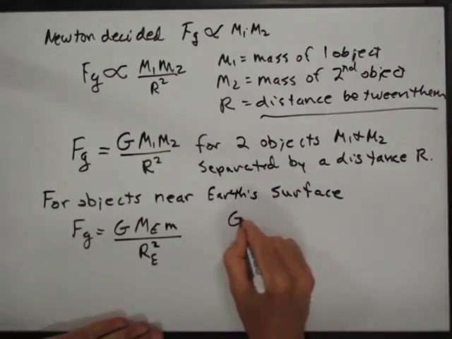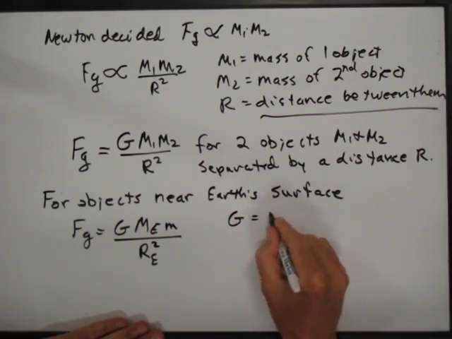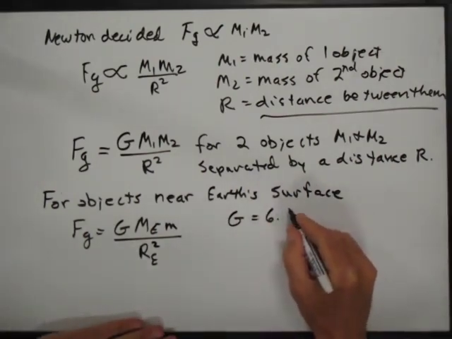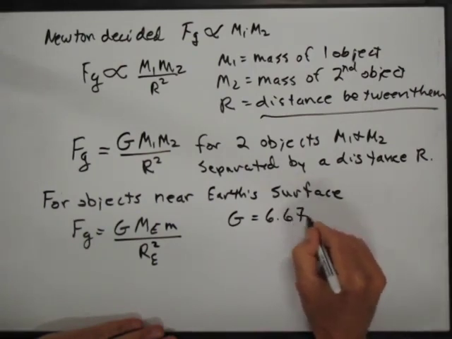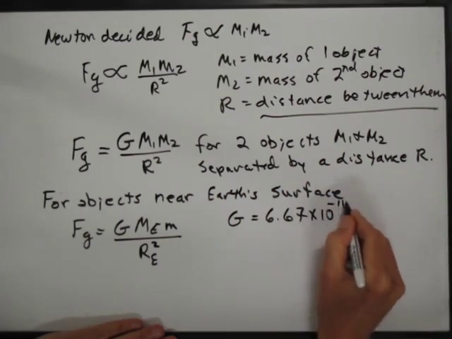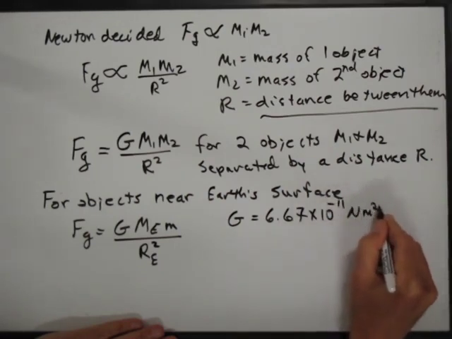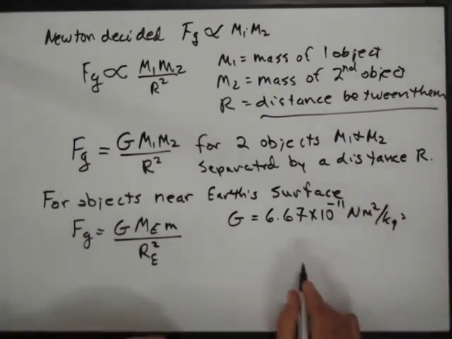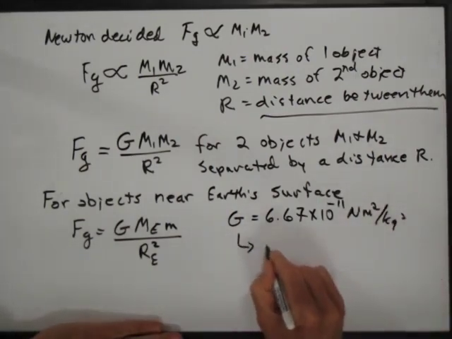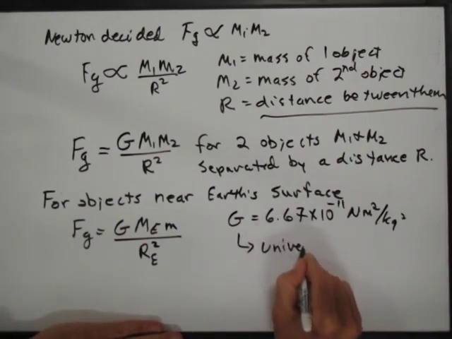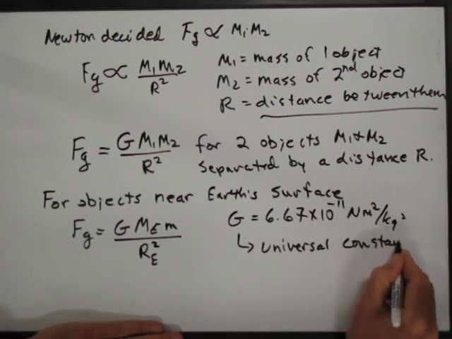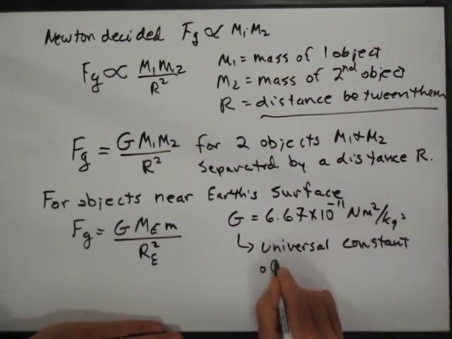And so G was determined in 1791 by Henry Cavendish, I think his name was, as 6.67 times 10 to the negative 11th newton meter squared per kilogram squared. That's the universal constant of gravitation.